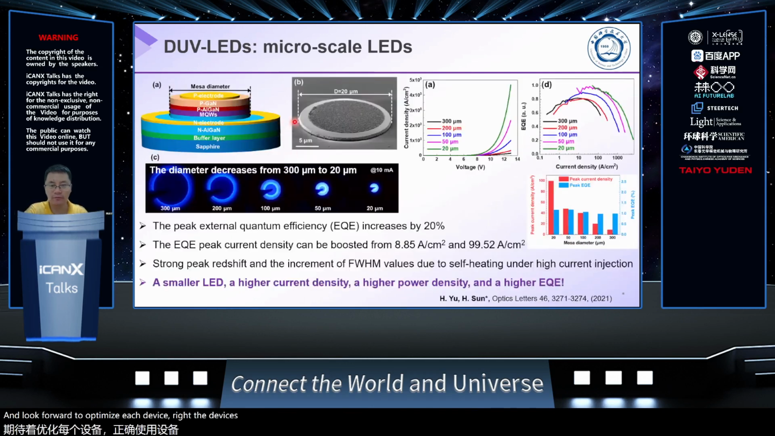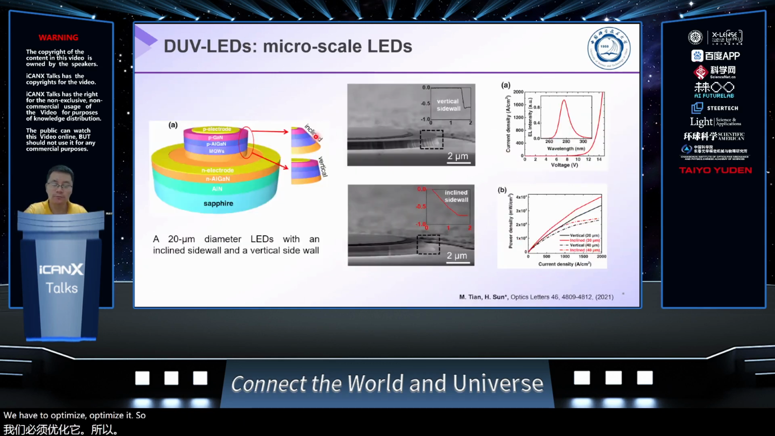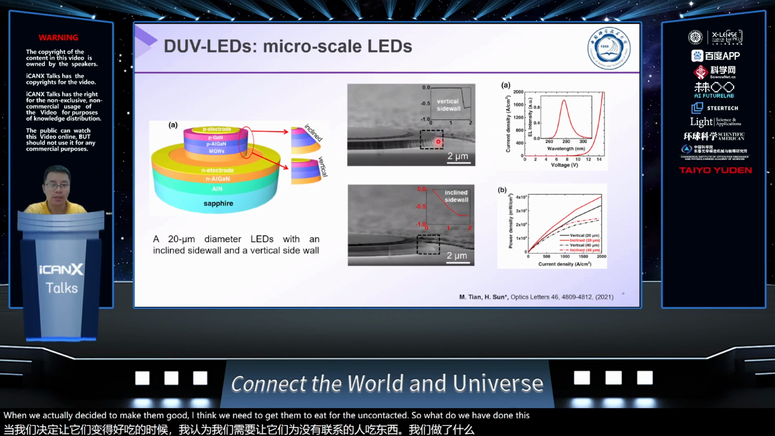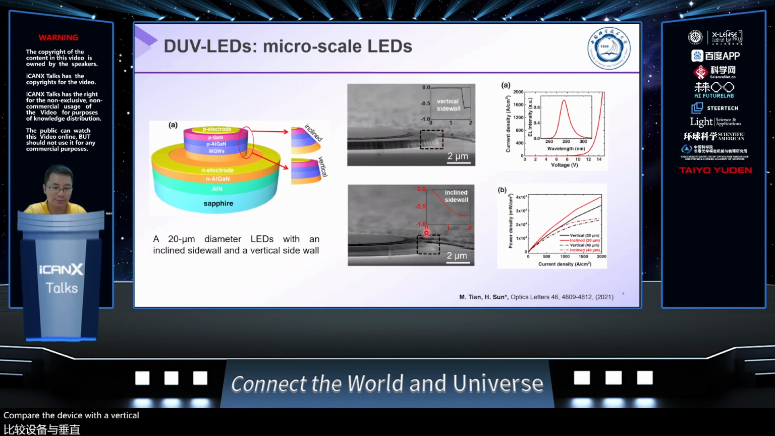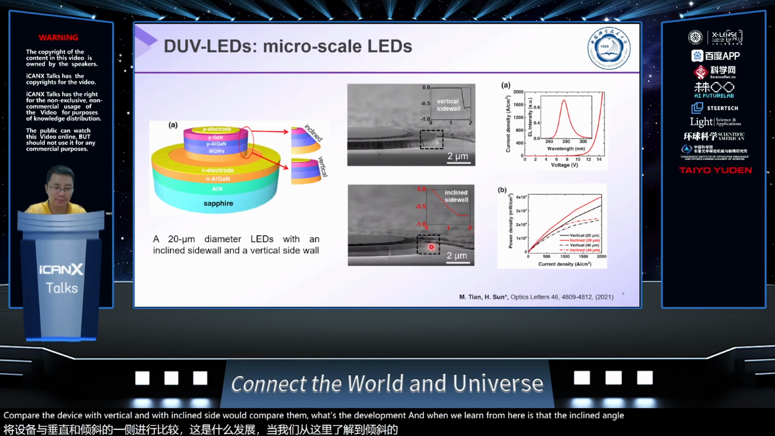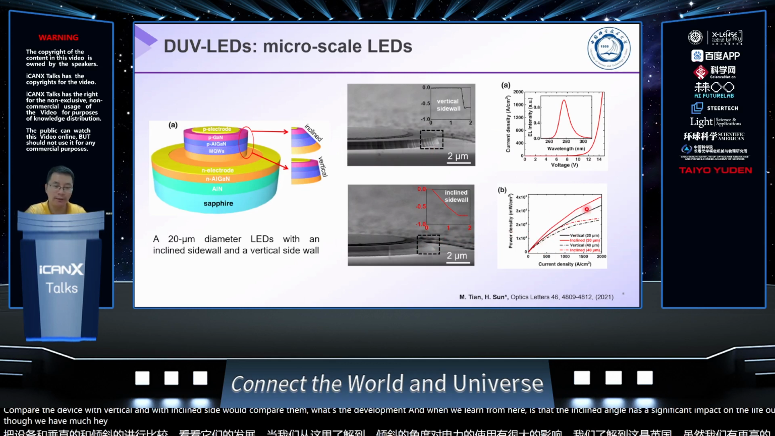And to optimize each device, right? The device is here for each of the micro LEDs, but we have to optimize it. So one critical aspect is to improve the sidewall angle. When we etch the devices, we need to etch them to expose the n-contact. So what we have done is compare the device with vertical and with inclined sidewalls. What's the device performance? What we learned is the inclined angle has a significant impact on the light output power, and with the inclined angle, we have much higher output power.